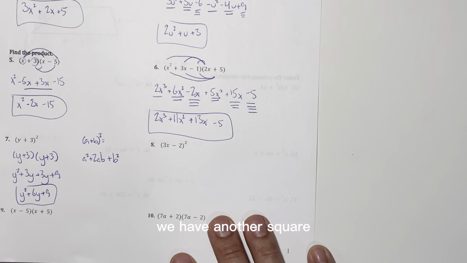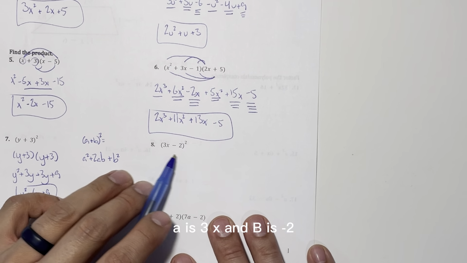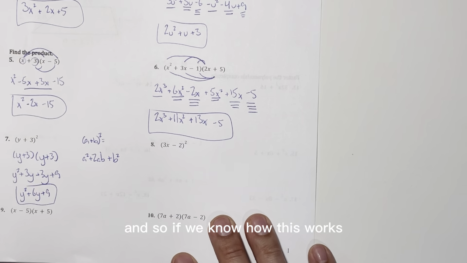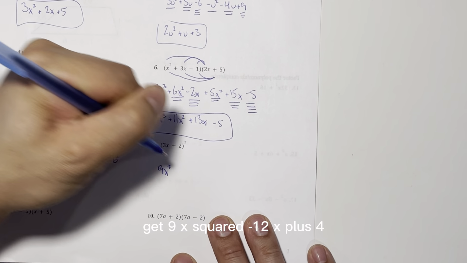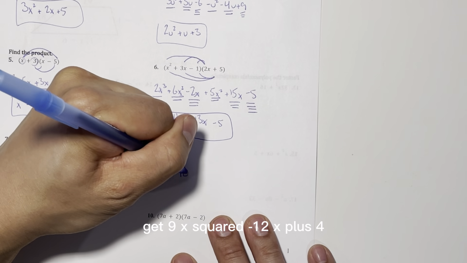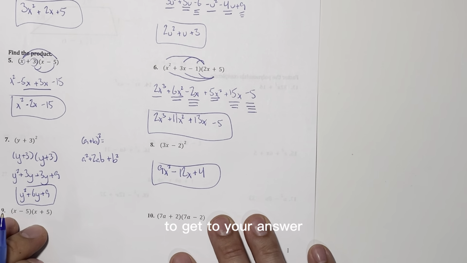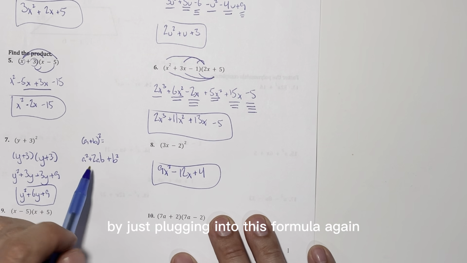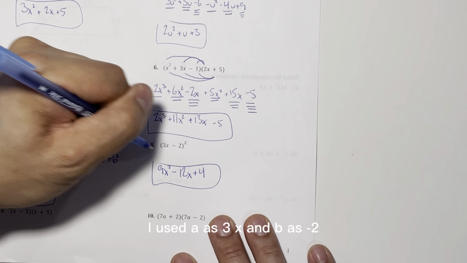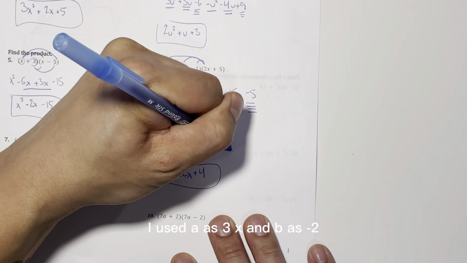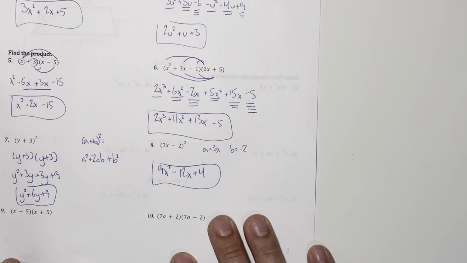Here in this case, we have another square. a is 3x and b is negative 2. And so if we know how this works, you get 9x squared minus 12x plus 4. And that gives you a really quick way to get to your answer by just plugging into this formula. Again, I used a as 3x and b as negative 2.